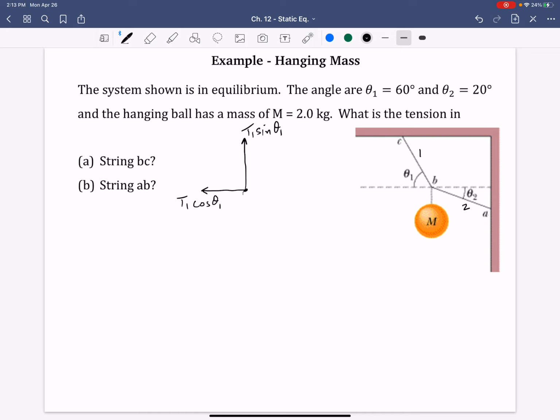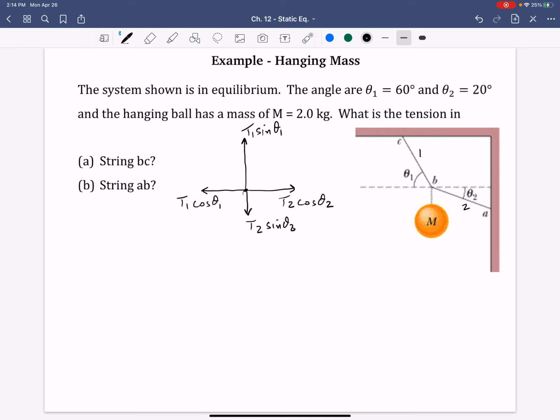For string 2, the tension has a component to the right of T2 cosine theta 2. And actually, the y component, the sine component for tension 2, is downwards, like that. So I'm going to draw that coming from the center. This can be written as T2 sine theta 2. And so those are all four of those tension components for strings 1 and 2.